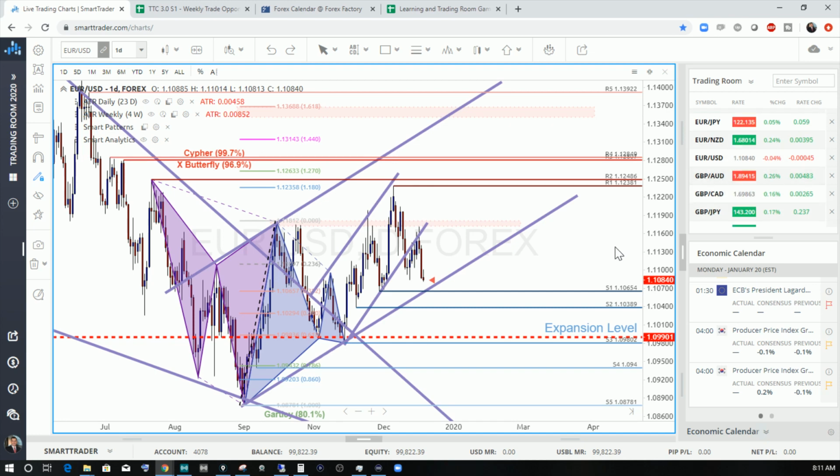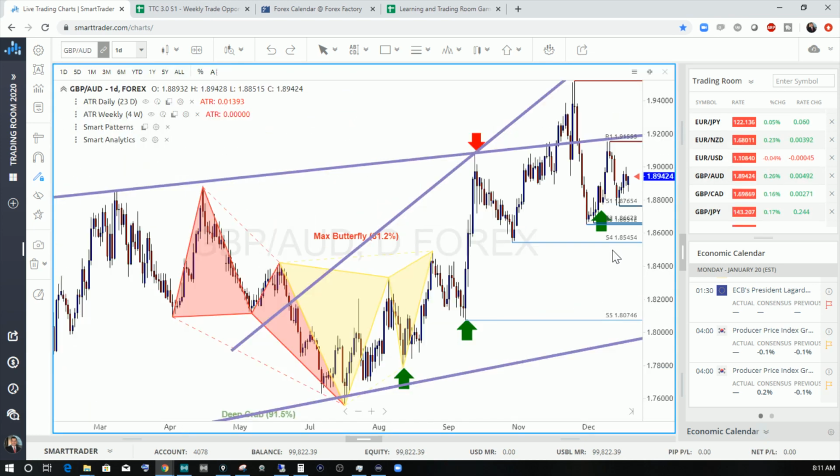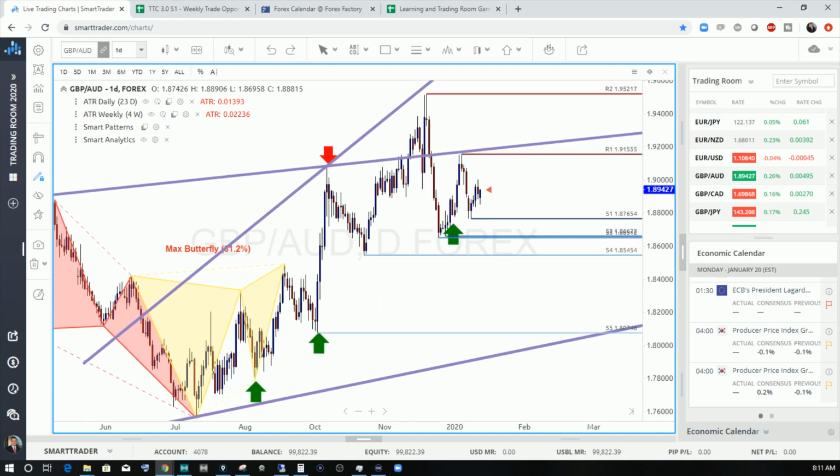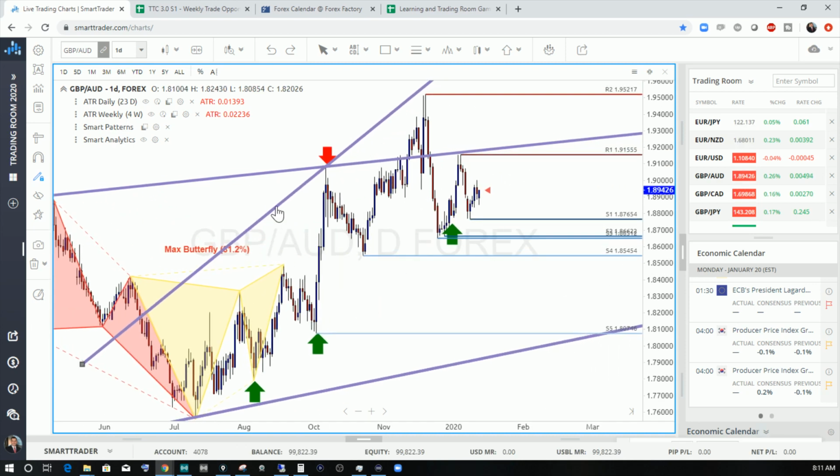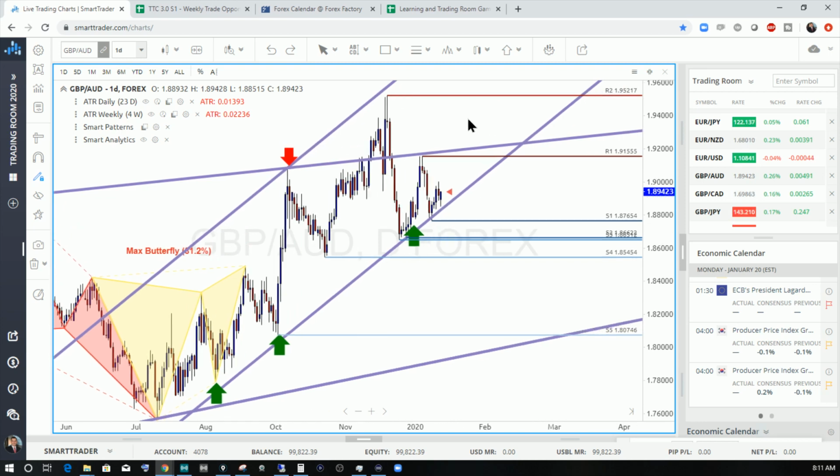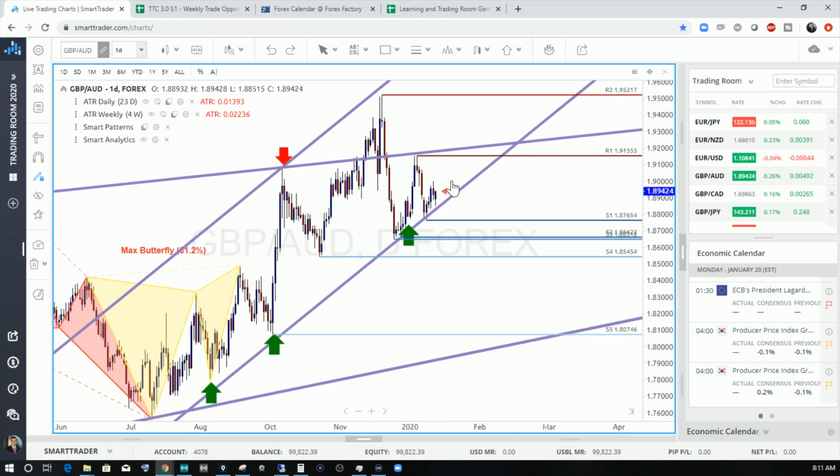And let's go ahead and take a look at the Pound Aussie. Pound Aussie right here also found a nice support right here. I like the fact that we found support right here, looking for price to work its way back up north. So I'm expecting Pound Aussie to continue to move bullish. So I'm looking bullish on Pound Aussie.